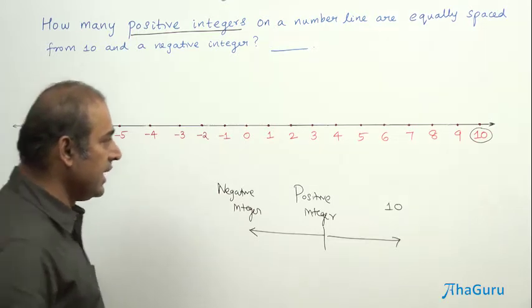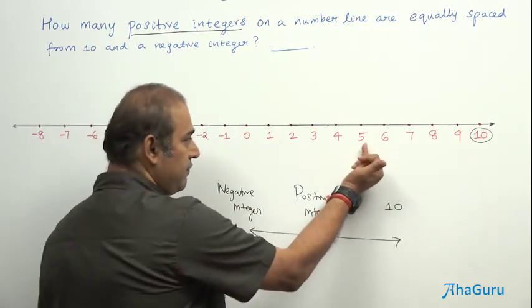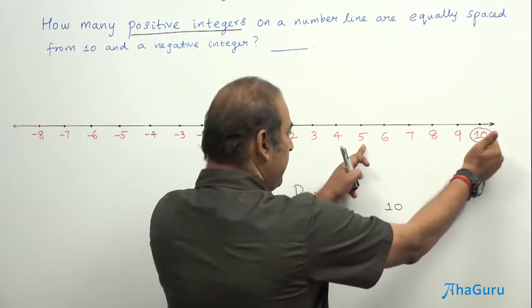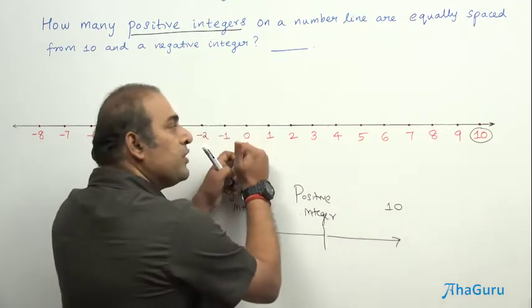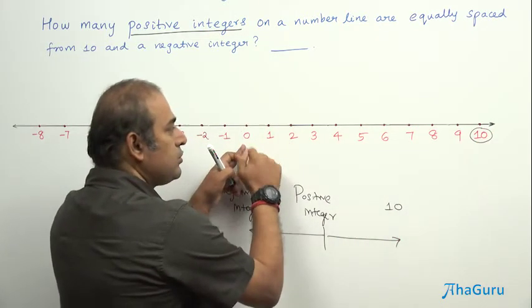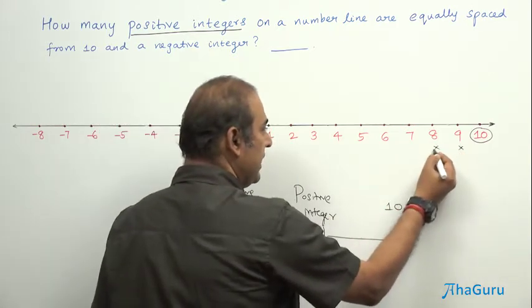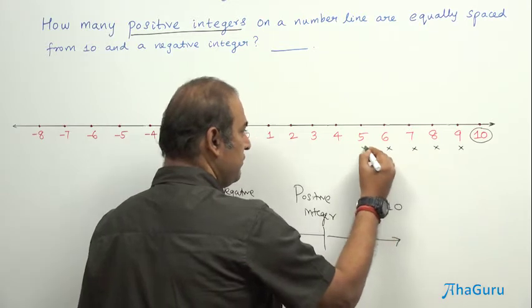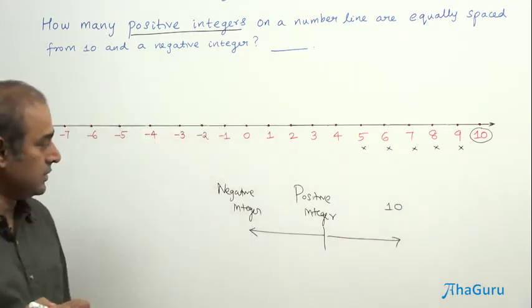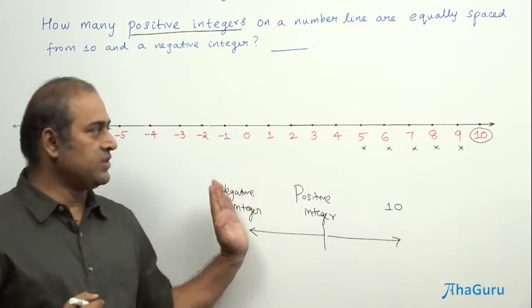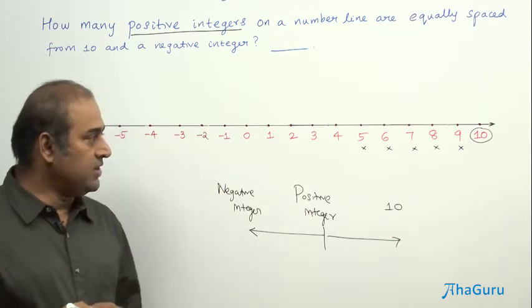In fact, you can see that till 5, if you take 5, 5 to 10 is 5, 5 to 0 is also 5, but 0 is not a negative integer. Therefore, this positive integer cannot be 9, 8, 7, 6 and 5, because if you choose those numbers, then the equally spaced other number will not be a negative integer but a positive integer.